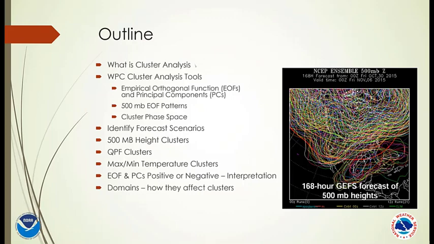We're going to look at what is cluster analysis. We'll look at the tools that WPC uses, including those empirical orthogonal functions, and we'll talk about principal components of those, 500 millibar EOF patterns, the cluster space. Then talk about how you would go about identifying forecast scenarios. And then we'll talk about 500 millibar height, QPF clusters, max/min temperature clusters, and really what these values from the EOFs and PCs, which are positive and negative, really mean. And then how to choose your domain.